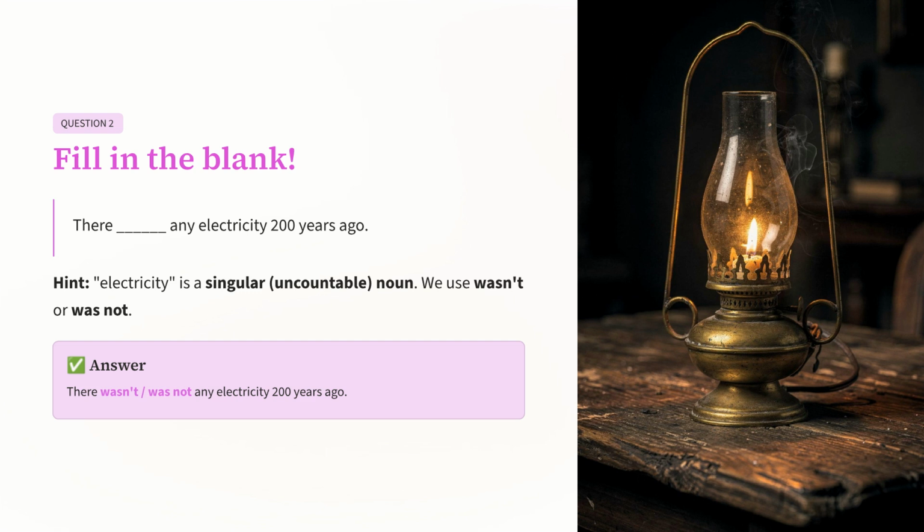Question 2. There blank any electricity 200 years ago. Electricity is a singular, uncountable noun. We need the singular negative form. The answer is, there wasn't any electricity 200 years ago. Or, there was not any electricity 200 years ago.